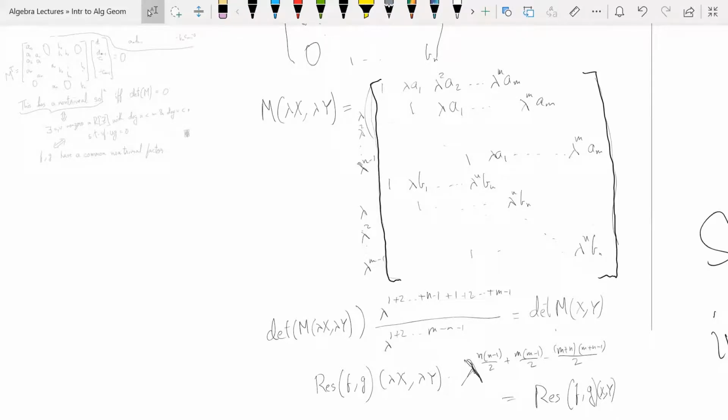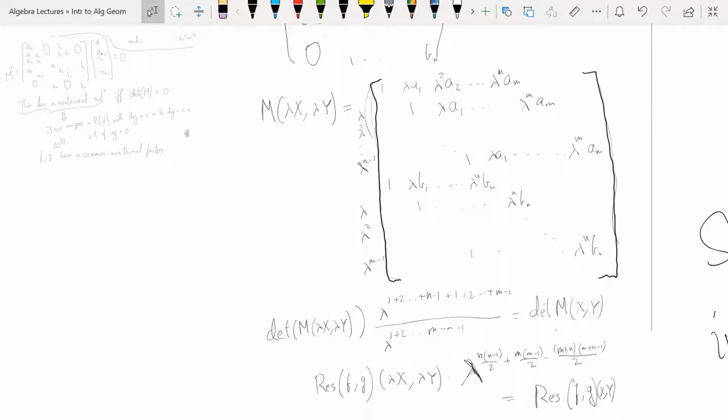And then if we multiply this way, we can factor out things. From the first column we can't factor out anything, but from the second column we can factor out λ. From the third column we can factor out λ squared. From the fourth column we can factor out λ cubed, and so on. From the (m plus 1)th column we can factor out λ to the power m. From the (m plus 2)th column we can factor out λ to the power m plus 1, and so on. When we reach the last column, the (m plus n)th column, we can factor out λ to the power m plus n minus 1.